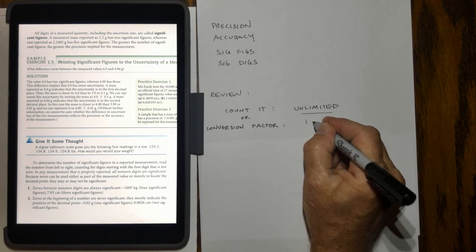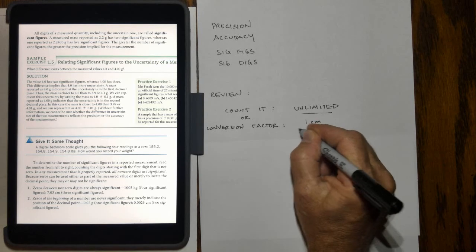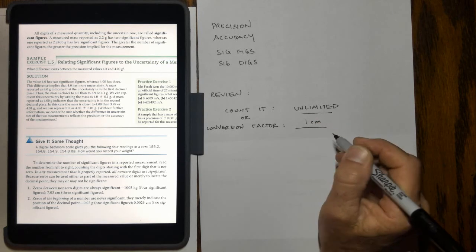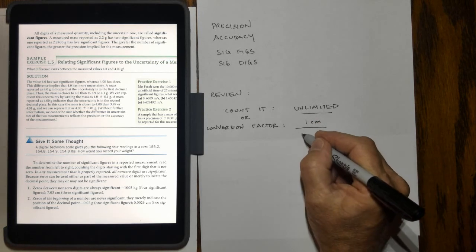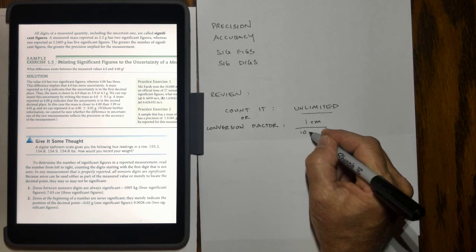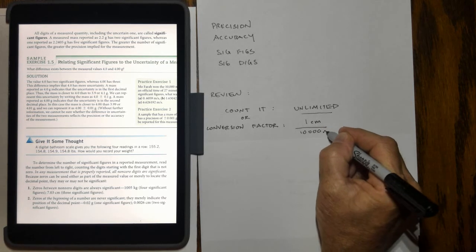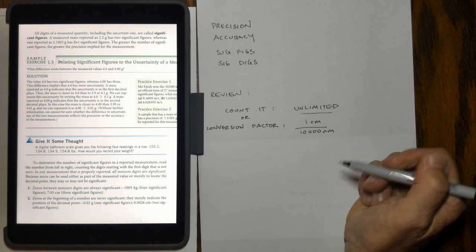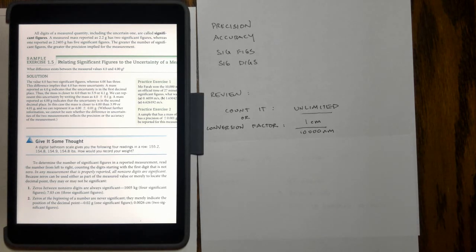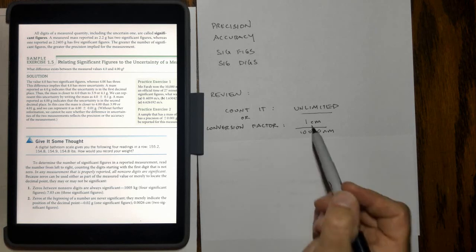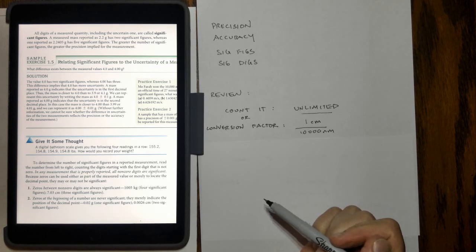So like in 1 centimeter, there are, let's say, 10,000 nanometers. Well, this 1 and this 10,000 have an unlimited number of significant digits. Don't limit yourself to just one significant digit right there.